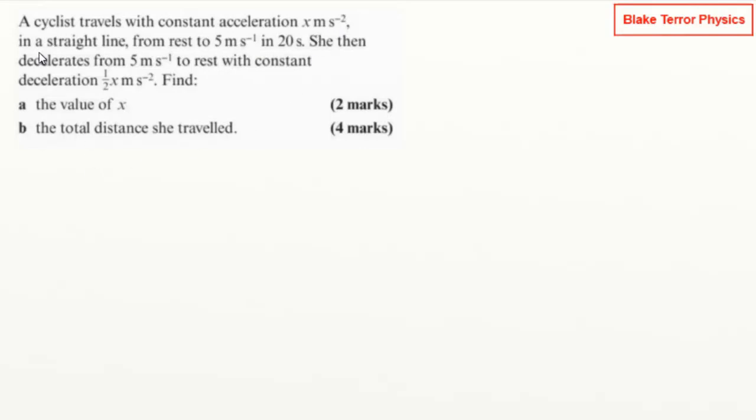per second squared in a straight line from rest to 5 meters per second in 20 seconds. Then decelerates back down to rest with constant deceleration of half x meters per second squared. So we need to find x and the total distance travelled.